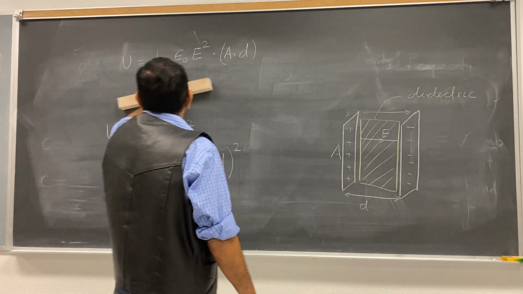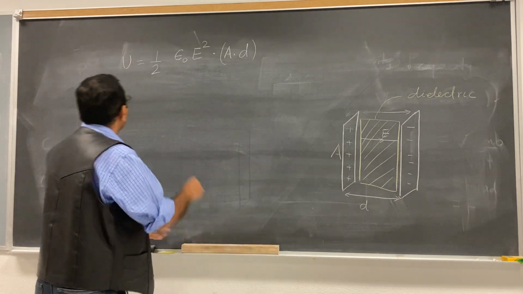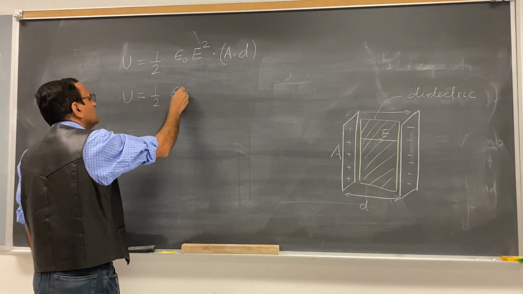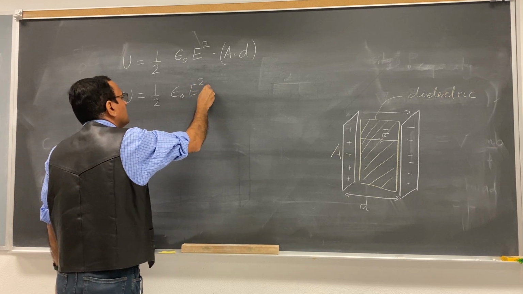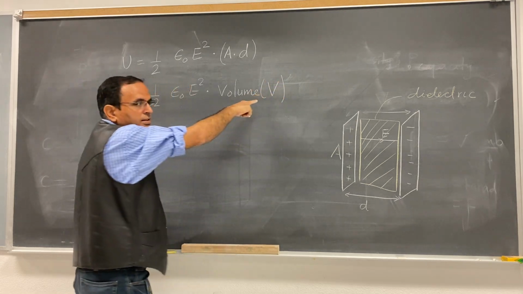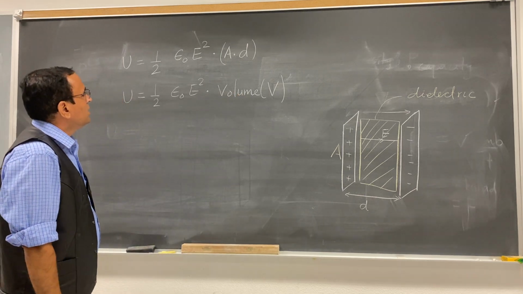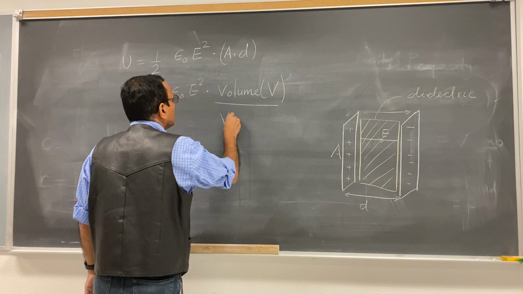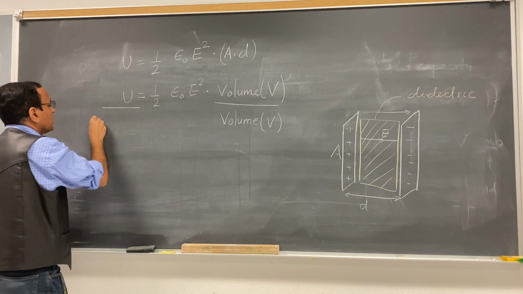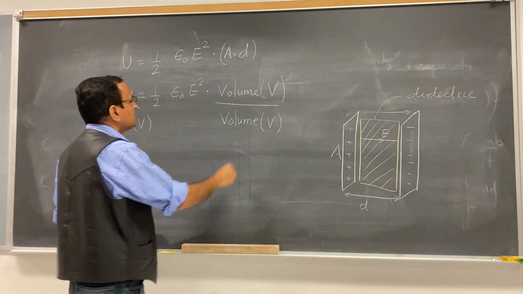So you can write U equal to 1/2 epsilon 0 E squared times volume V. This V is not potential, this is the volume. That's why I write volume here. If you divide by volume V on both sides, of course it cancels out.